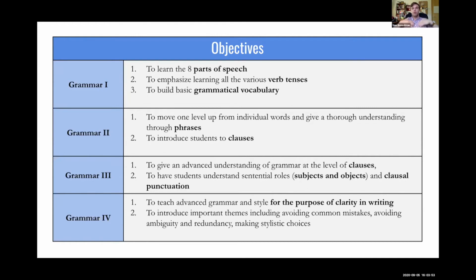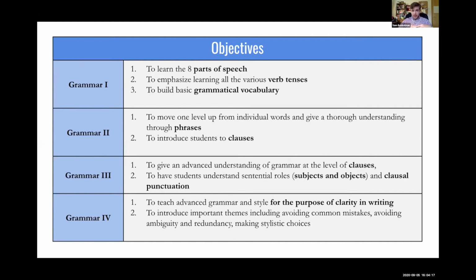And we move 1 level up, right? We have this vocabulary, we have these ideas of what words do, and now we can combine them into phrases, right? So we give an understanding of phrases, and we introduce students to clauses in grammar 2 as well. So moving on to this sentential level with grammar 2, but it's just 1 level up.